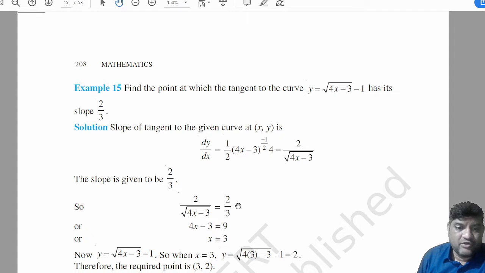You equate that to the slope and you get the x value. Now that's the x value. You get the y value by substituting it in this equation. Very simple. So you find the point. So here the equation of the curve was given to you, the slope was given to you, and then they asked you for the point of intersection.